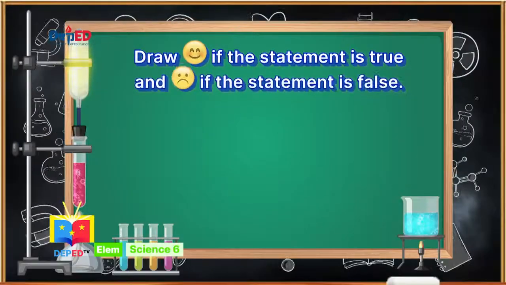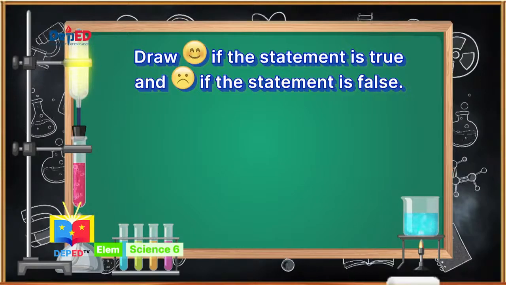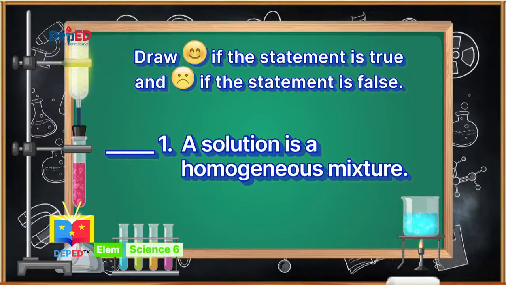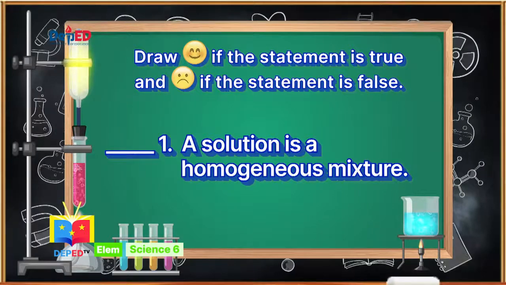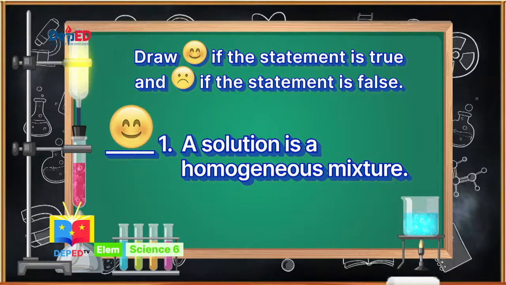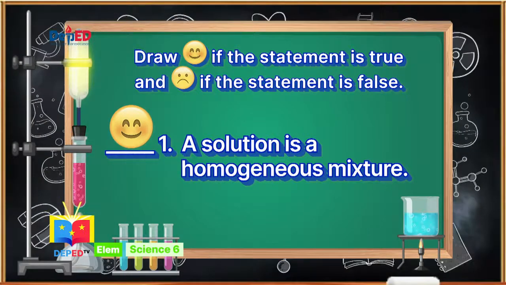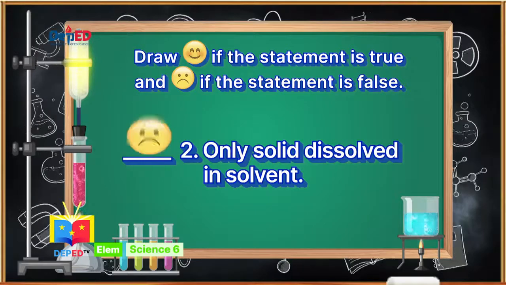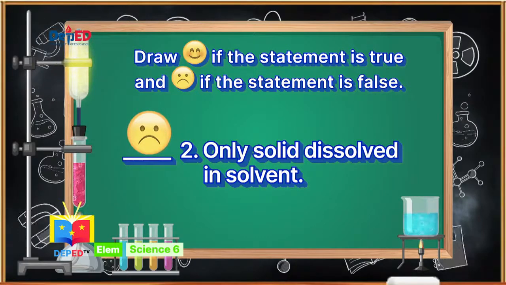True or false? Draw a smiley emoji on the line before the number if the statement is true, and sad face emoji if the statement is false. Number 1. A solution is a homogeneous mixture. The correct answer is smiley emoji. That is why it has a uniform phase all throughout. Number 2. Only solid can be dissolved in solvent. The correct answer is sad face emoji, because we can dissolve some gas and liquid in solvent.